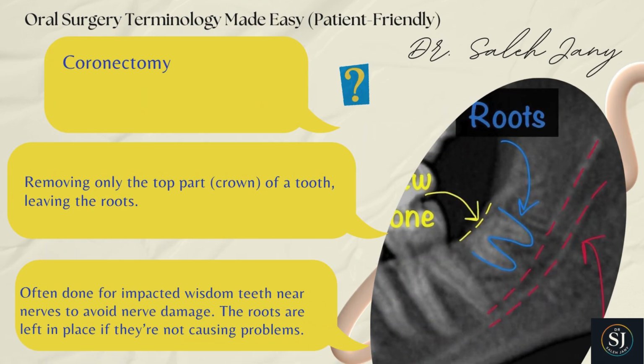Choroidectomy. What it means: removing only the top part, the crown, of a tooth, leaving the roots. Explanation: often done for impacted wisdom teeth near nerves to avoid nerve damage. The roots are left in place if they're not causing problems.